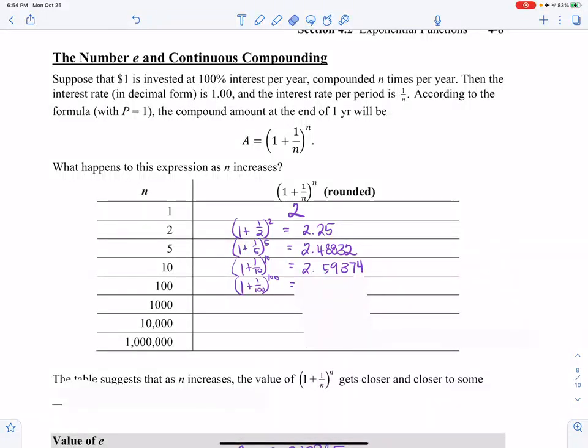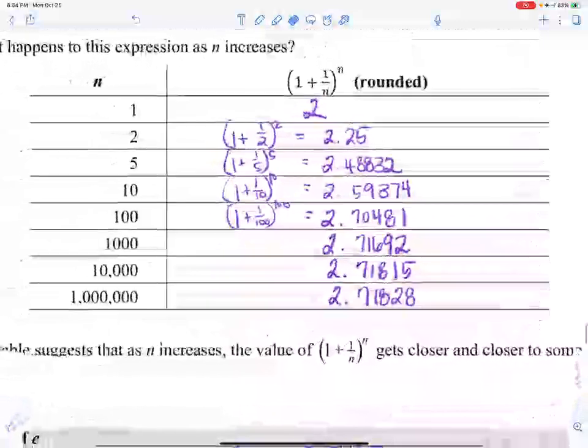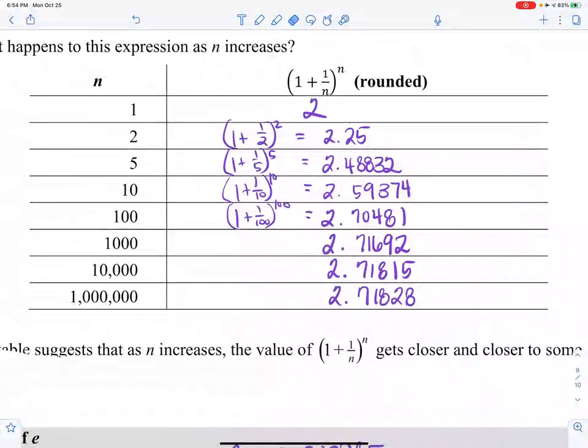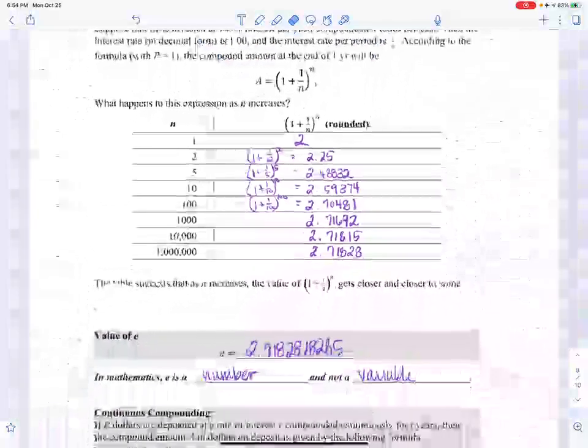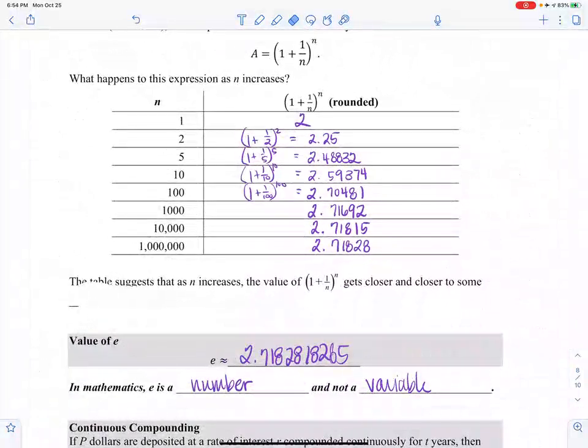And what you're going to notice is that each one, yes, it keeps rising, but the more times I compound per year, the less it rises. In fact, it looks like it's starting to get close to this magical number of 2.718 something. And what we end up finding out is that as n keeps getting compounded more and more and more times per year, my function is getting closer to a fixed number.